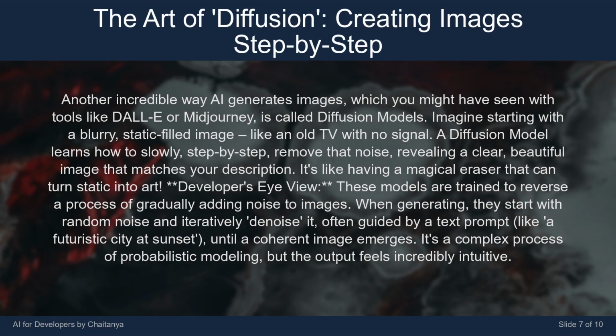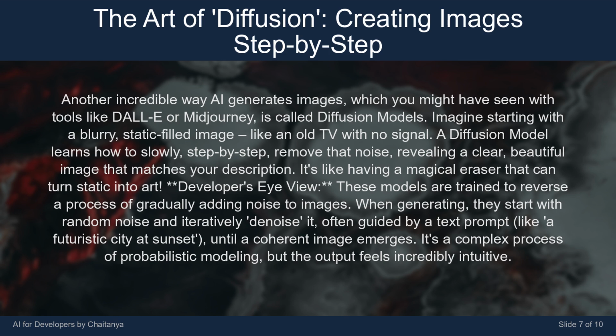Another incredible way AI generates images, which you might have seen with tools like DALL-E or Midjourney, is called diffusion models. Imagine starting with a blurry, static-filled image, like an old TV with no signal. A diffusion model learns how to slowly, step by step, remove that noise, revealing a clear, beautiful image that matches your description. It's like having a magical eraser that can turn static into art.